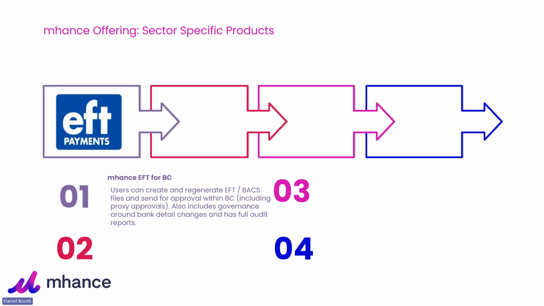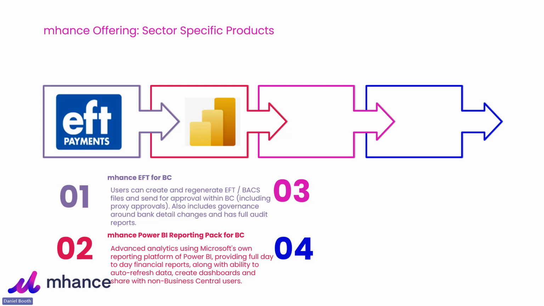EFT. As it says there, this is for payments. We create bank statement import files in your bank's format. This is to use the payment journal functionality in Business Central to create a file in your bank's format that you can then upload directly to your bank without any intervention, without any manipulation. That also includes approvals of payment runs within the system and also has governance over anybody changing supplier bank details, which is always a great win with the auditors.